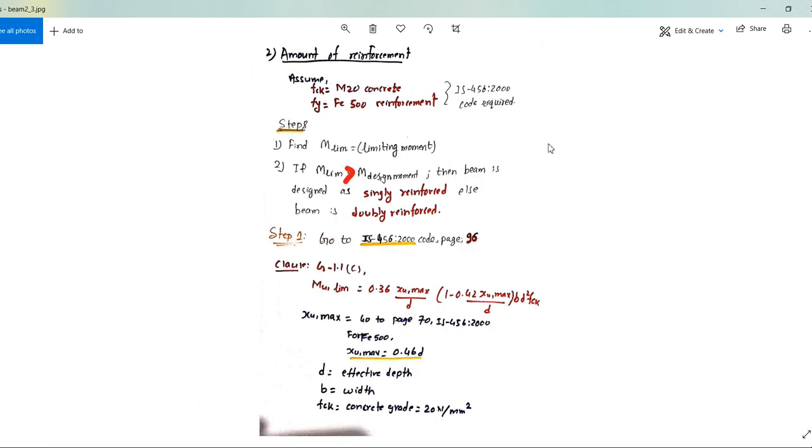Now we need to calculate the amount of reinforcement. For that, we assume concrete grade as M20 and reinforcement grade as Fe500. We are using the IS 456-2000 code, and all our calculations are based on this code.